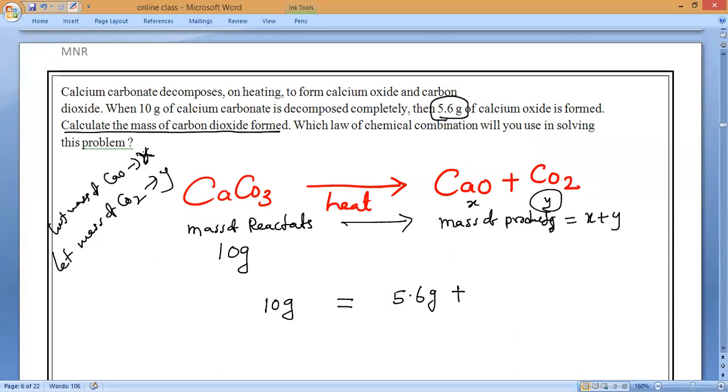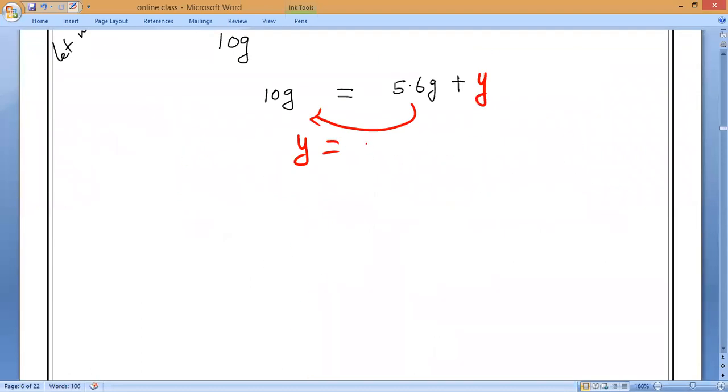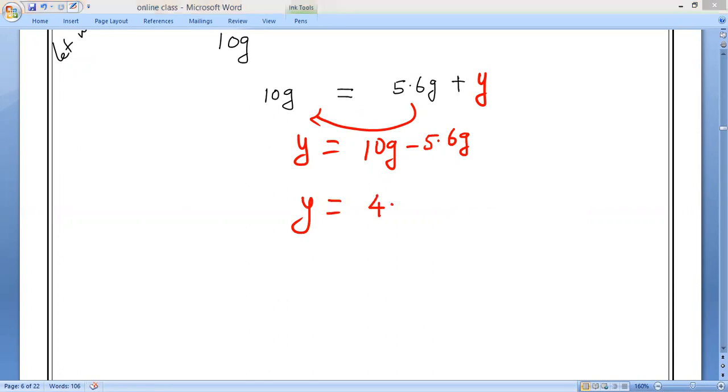Now are you clear? Yes, sir. I'm assuming Y only. So now Y is equal to, 5.6 will come to this side, so that we'll get 10 grams minus 5.6 grams. So Y is equal to how much, guys? 4.4 grams. That is what you have to remember.